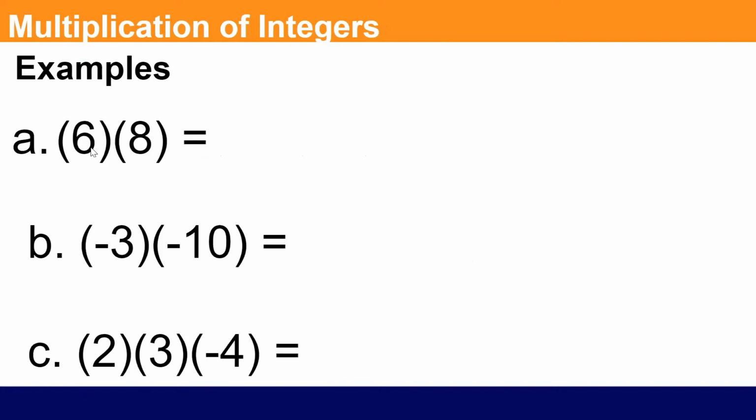Okay, examples. So, as you can see, 6 times 8 are both positive. So, ibig sabihin, ang sagot po natin ay positive. Ayan, 48. Sa letter B naman, parehong negative. Negative 3 times negative 10. So, again, positive ang answer natin, 30. Kasi pareho silang negative. Now, for letter C, 2 times 3 times negative 4. Okay, 2 times 3 is 6 times negative 4 is negative 24. So, i-multiply muna po yung dalawa, tapos saka i-multiply dun sa isa. Okay? So, negative 24.